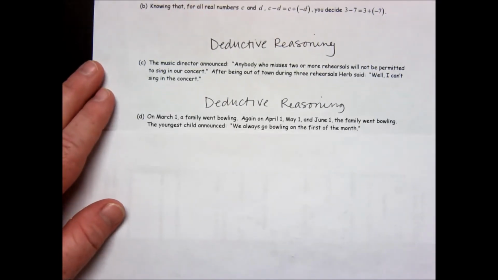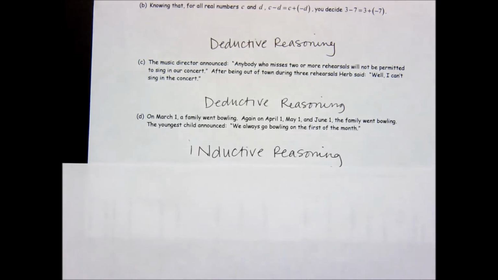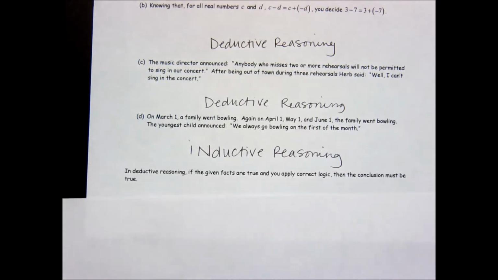And the last one. On March 1st, a family went bowling. Again, on April 1st, May 1st, and June 1st, the family went bowling. The youngest child announced, we will always go bowling on the 1st of the month. Well, this is true because of the pattern that they saw. They were using inductive reasoning. So if I have a pattern, it's inductive reasoning. If I am basing my new information off of a rule, then it's deductive reasoning. So in deductive reasoning, if the given facts are true and you apply correct logic, then the conclusion must be true as well. So let's keep that in mind as we move forward with deductive reasoning.